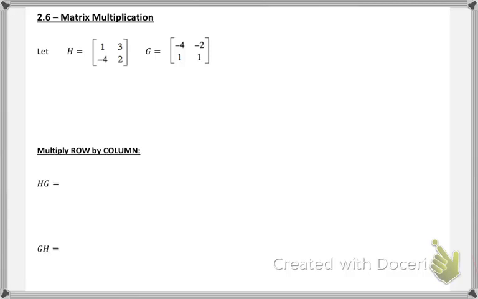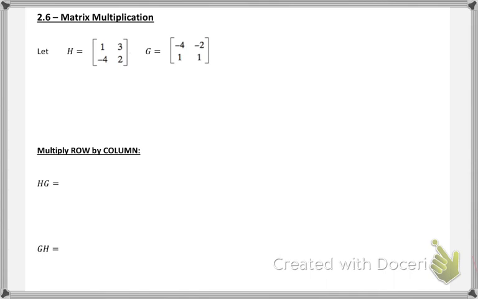Hey guys, so last time we looked at how to add, subtract, and perform scalar multiplication on matrices, and today we're going to look at how we can multiply matrices, which is a little bit different from adding, subtracting, and scalar multiplication. So we're not going to multiply corresponding entries anymore. Multiplying matrices is a little bit trickier, and it requires us to look at the dimensions of the matrices to see if it's even possible to multiply them.